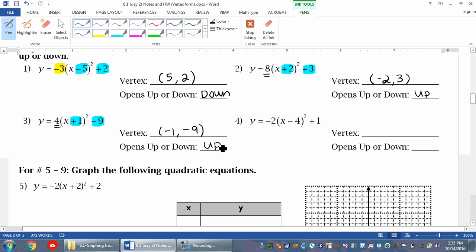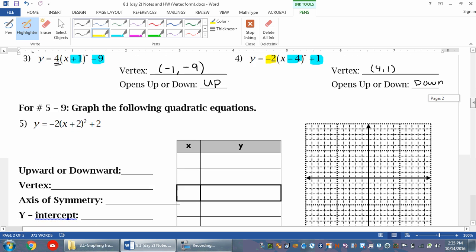All right, please go ahead and pause the video and complete number 4. All right, let's see if you got the correct answer. So my vertex would be +4 because it's the opposite sign, and +1 because it's the same sign. And it's going to open down because of that -2.